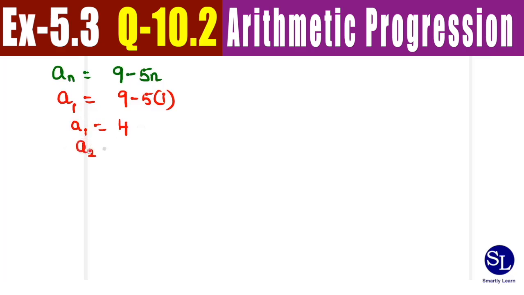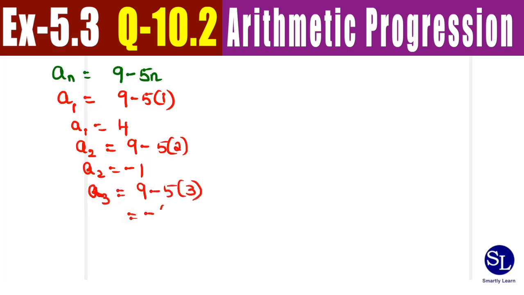Let's generate A2. This is 9 minus 5 into 2. So this is 9 minus 10. So we get A2 as minus 1. So A3 is equal to 9 minus 5 into 3. So 9 minus 15, we get A3 as minus 6.